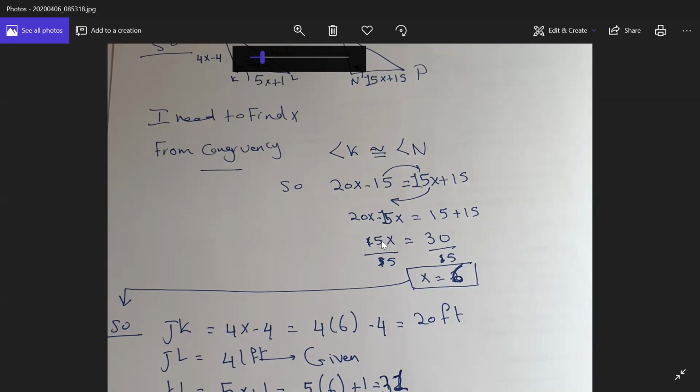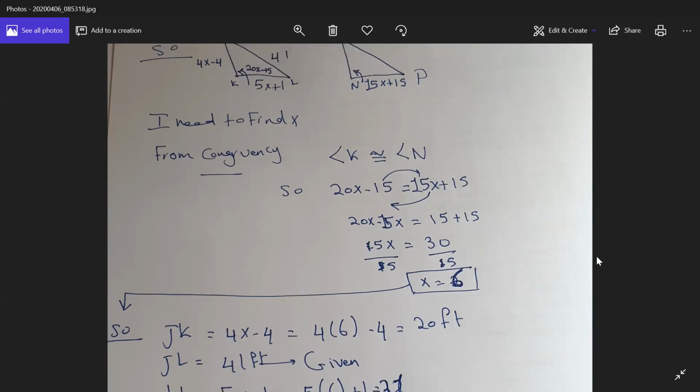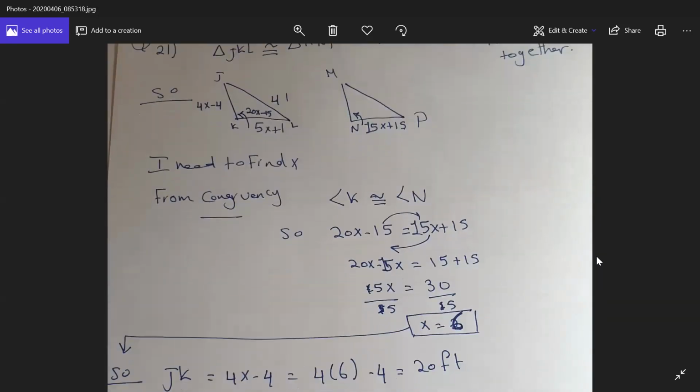20x minus 15x is actually 5x. Divide by 5, so 30 divided by 5, so I found that x is equal to 6. We found x, but take care, the question was not about finding x, it was about finding what? The perimeter. I need to find the 5x plus 1, the 20x minus 15, and the 4x minus 4, right?